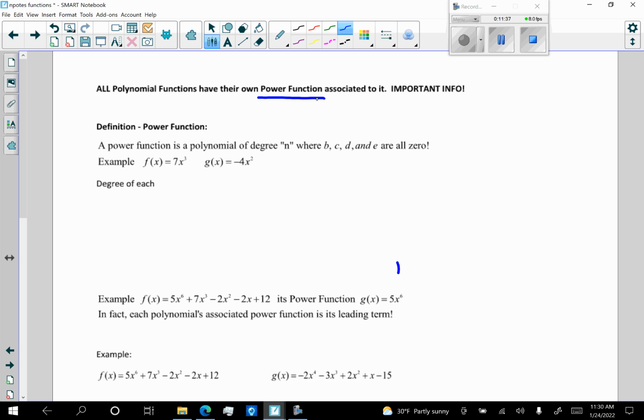Here's a power function. A power function is a polynomial of degree n where all of these guys, remember I was talking about that? B, C, D, and E are all 0. So a power function has only one term.